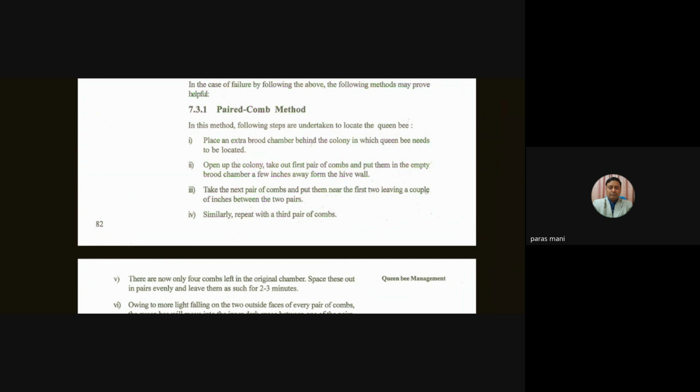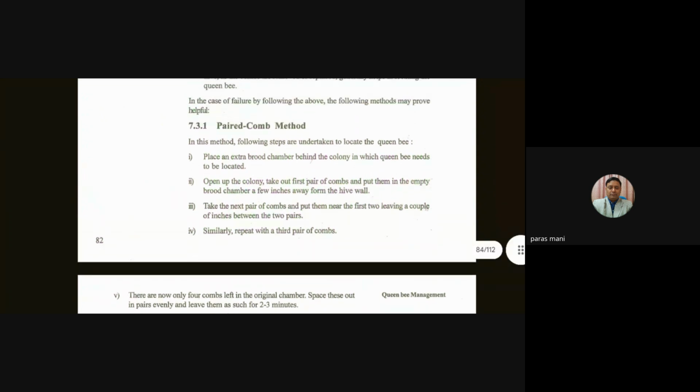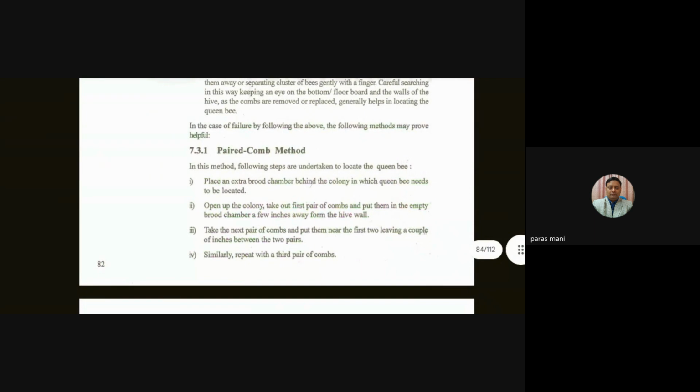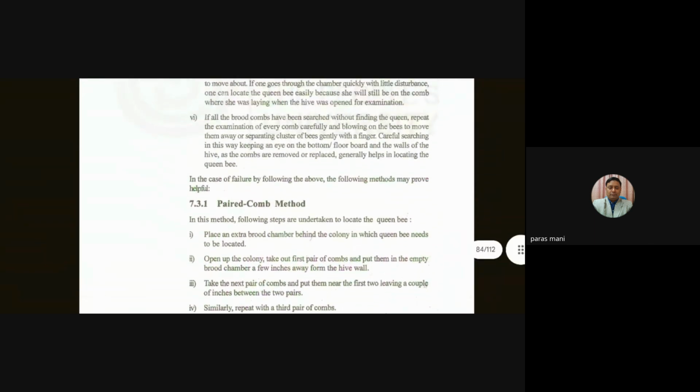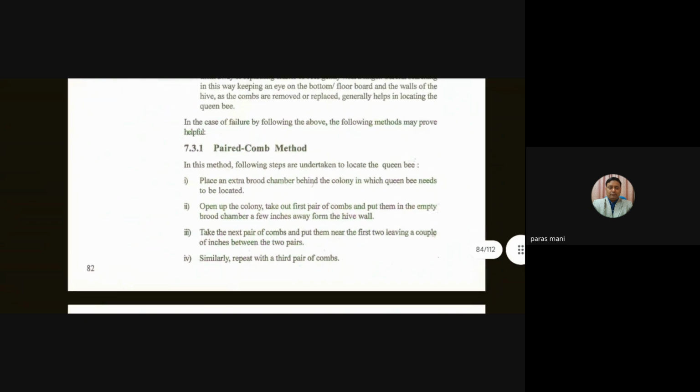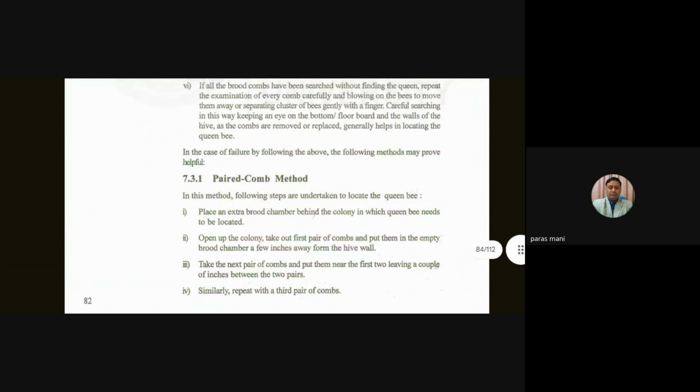And the queen always moves to the darker side, means between the two frames that will be moved. In a fresh brood chamber, we can keep that, or else in the same colony also you can make it. Both ways, in the same colony also you can make.